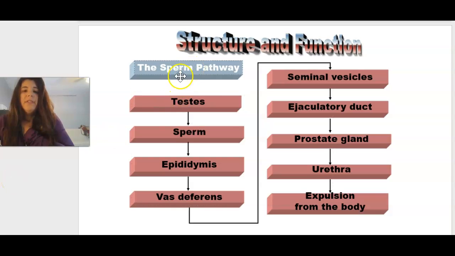So the pathway, just to review: the sperm is produced in the testes, it goes to the epididymis, where it matures, then the vas deferens, crosses through the seminal vesicle, the ejaculatory ducts, the prostate gland, the urethra, and then is expelled from the body.